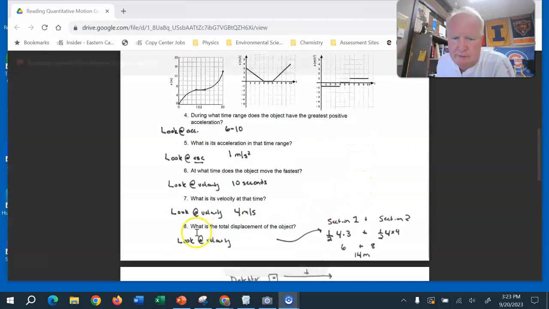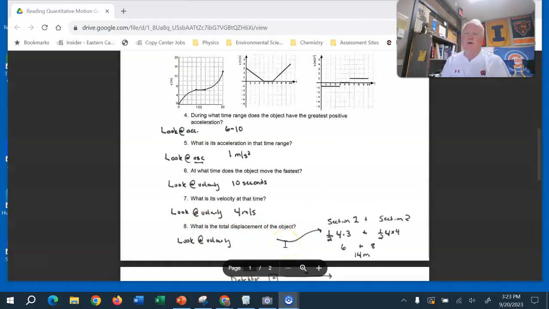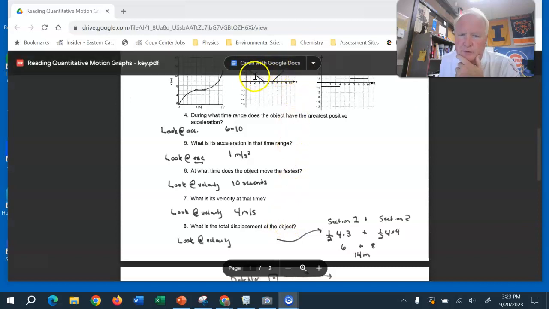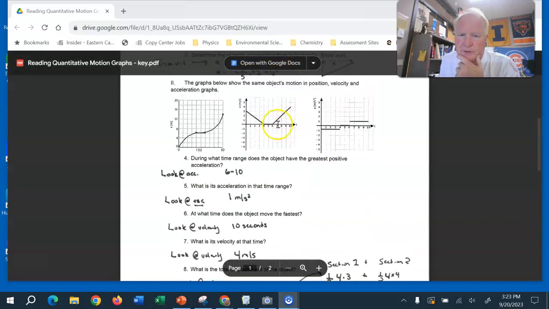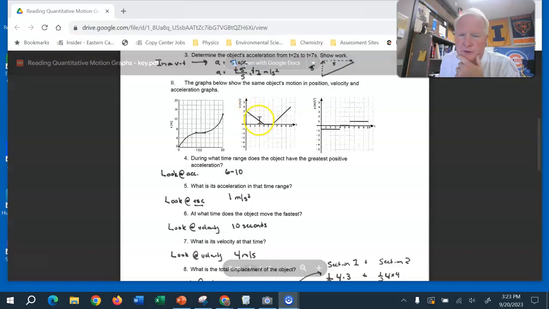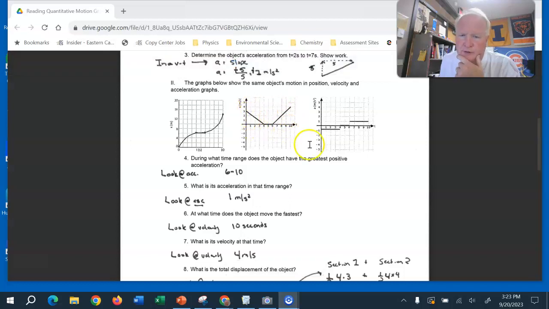And the last question on this is, what is the total displacement of the object? We have to remember, go back to our cheat sheet. We said on a position versus time graph, the only thing that we got out of that is slope is velocity. But in a velocity versus time graph, slope is acceleration and area is displacement or distance. What they're asking us to do is find the displacement under these two triangles, under this triangle right here and under this triangle right here.